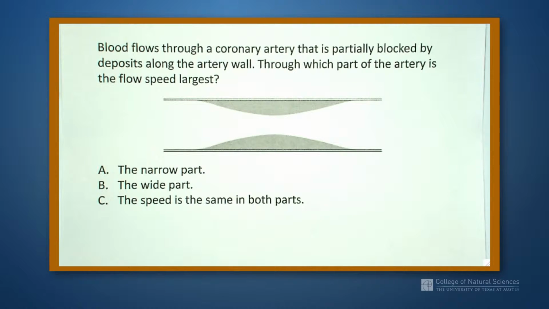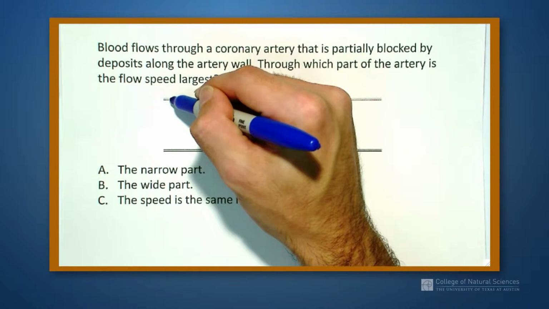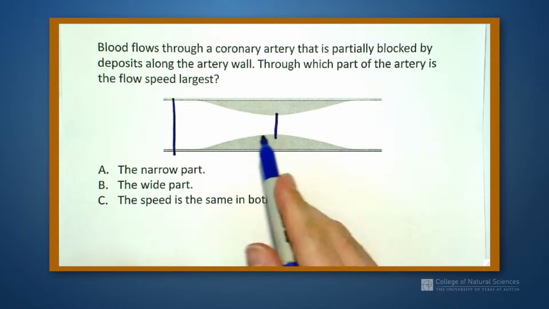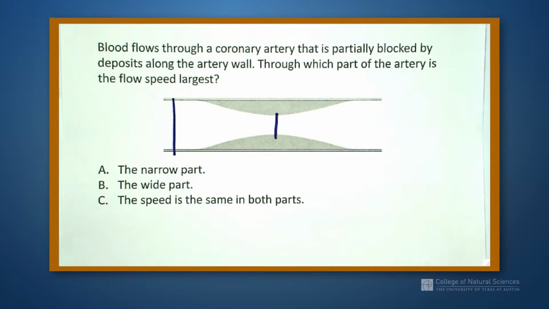So this question says that we have blood flowing through an artery and it's partially blocked. We want to know which part of the artery has the largest speed. Well, we know from the continuity equation that any blood that flows by that line has to flow through the second line as well. And we don't collect any of the blood any place.